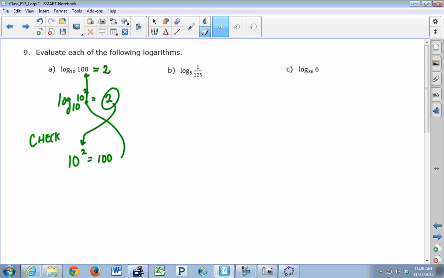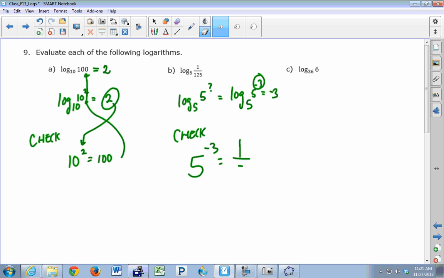Okay, log base 5 of 1 over 25. I want to write 1 over 25 as 5 to some power. What power would that have to be? -3, right? So log base 5 of 5 to the -3. My answer is just to lift off my exponent. Again, I check it. 5 to the -3 equals 1 over 5 cubed, which equals 1 over 125. It checks with my input into my log function. I'm golden.